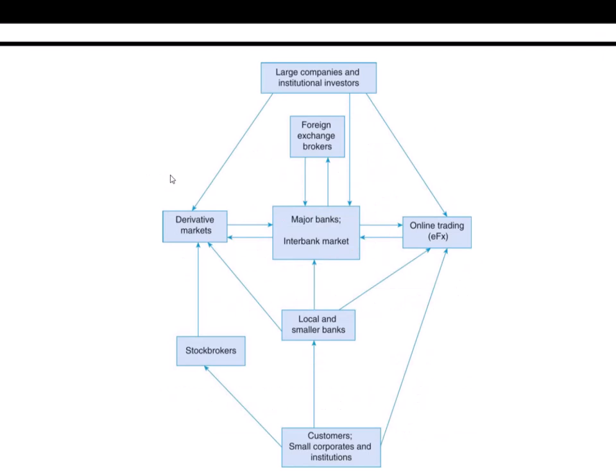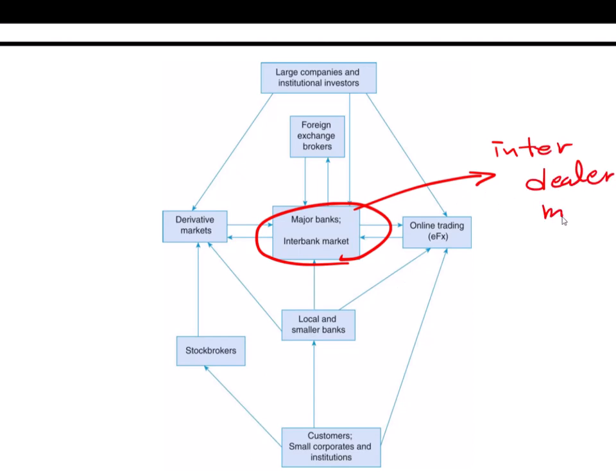Back to BH Exhibit 2.1. We have the inter-dealer market here. Major commercial banks and investment firms participate in this market and they trade against each other. So the inter-dealer market.